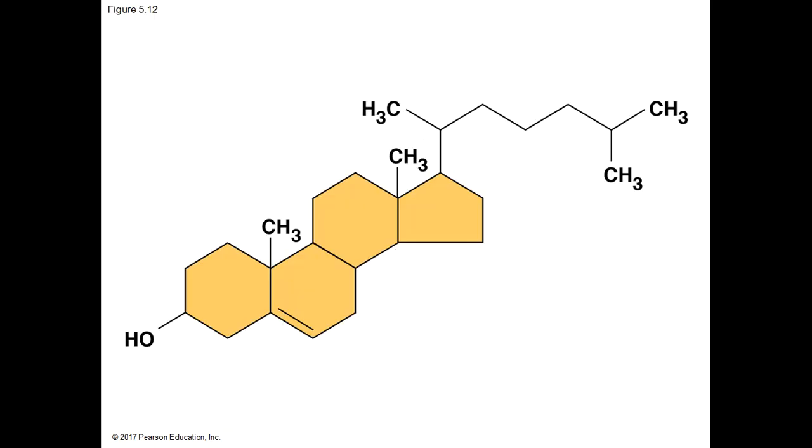And so here you go. This is what a steroid looks like. You've got the fused rings, lots of methyl groups, the CH3, and then a hydroxyl unit, the OH.